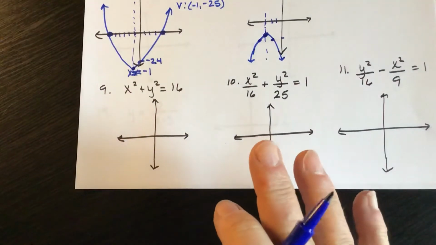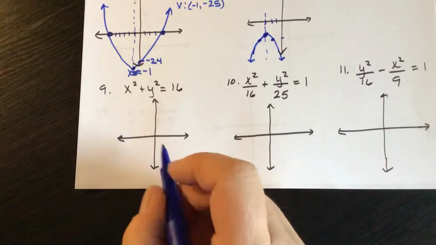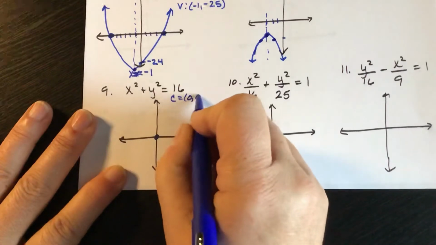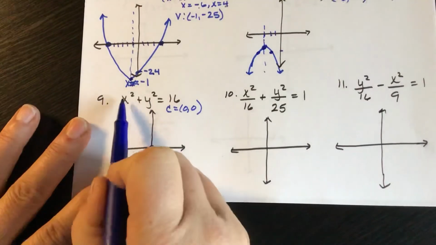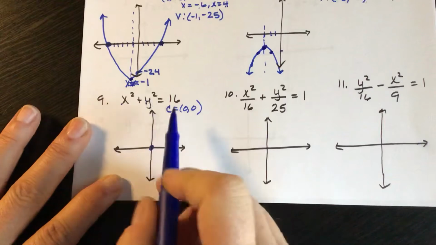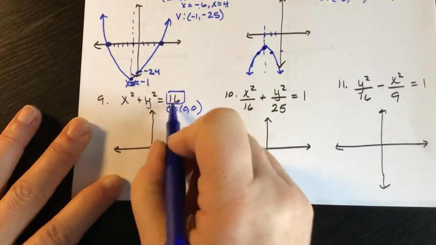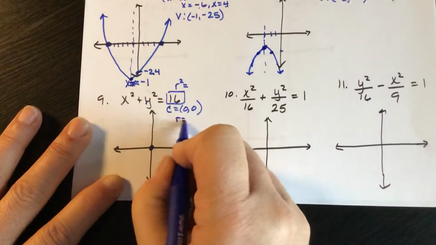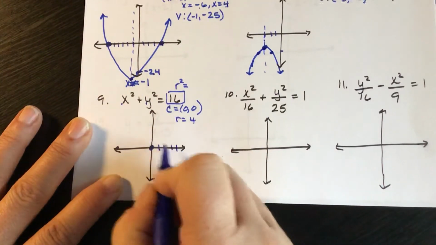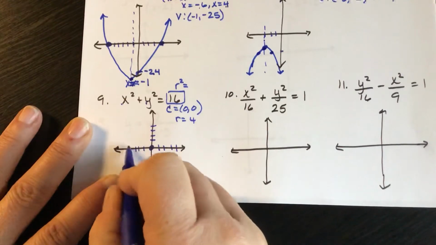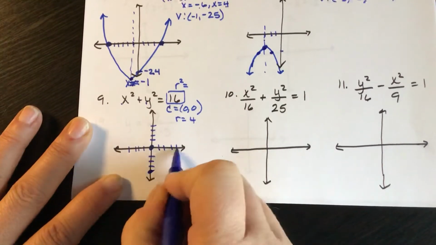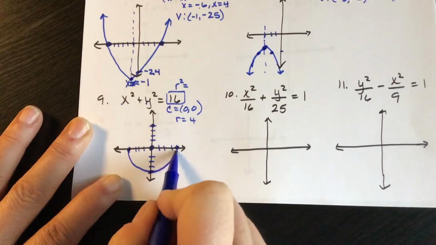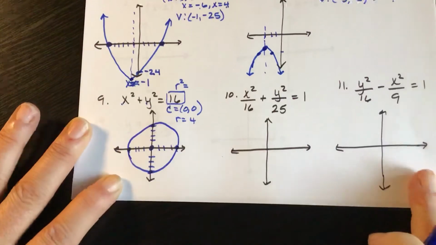Number 9 is a circle, and my center is at the origin. My center is 0, 0, and that's because there are no values being subtracted from x or y. And my radius is 4. 16 is r squared, so my radius is 4. So if I connect these points in a circular fashion, there's my circle.